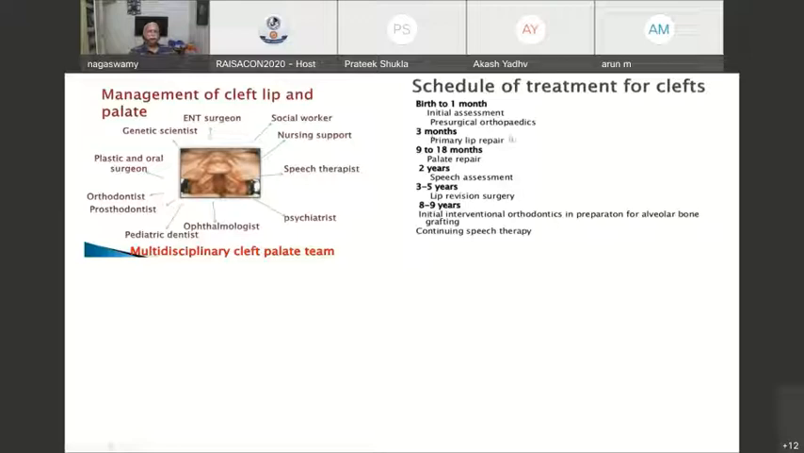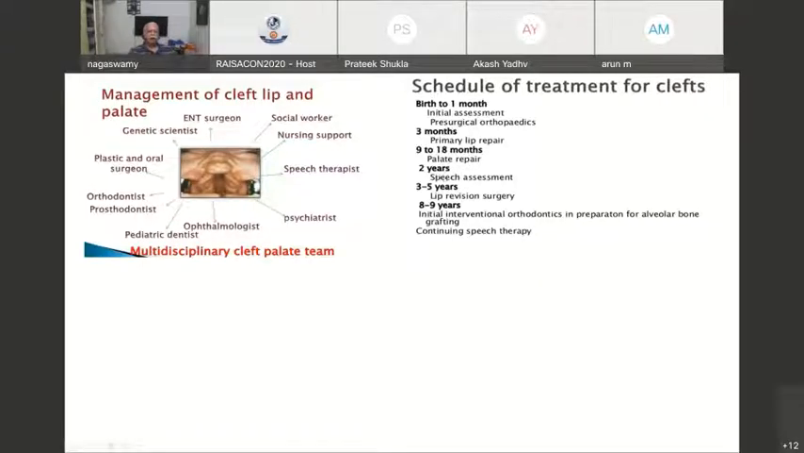Then at 3 months we try to do the lip repair. At 9 to 18 months we do the palate repair. Sometimes they may ask you why you choose to do it by 9 months. That is the time all children start to utter syllables or start phonation. Until then they will be crying only, but no phonation will occur. So before they start speaking, you should correct it. Then only you can have a normal quality of speech.